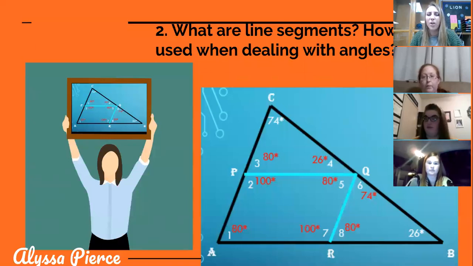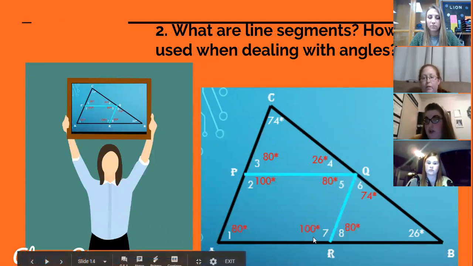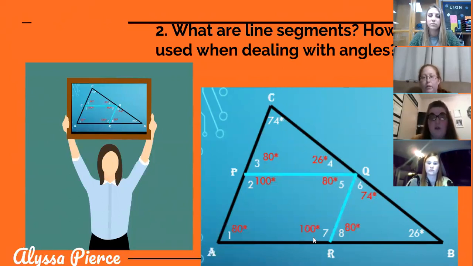Hey, Alyssa, what are line segments and how are they used when dealing with angles? Awesome question. A line segment is a line that is distinguished by 2 endpoints. When dealing with angles, we will use line segments quite often. So let's take a look at problem 2 from our lesson. We are looking at this triangle and we can see a couple of line segments. Lines PQ and QR, those are both line segments. These lines further divide the shape and give us more angles to work with actually.